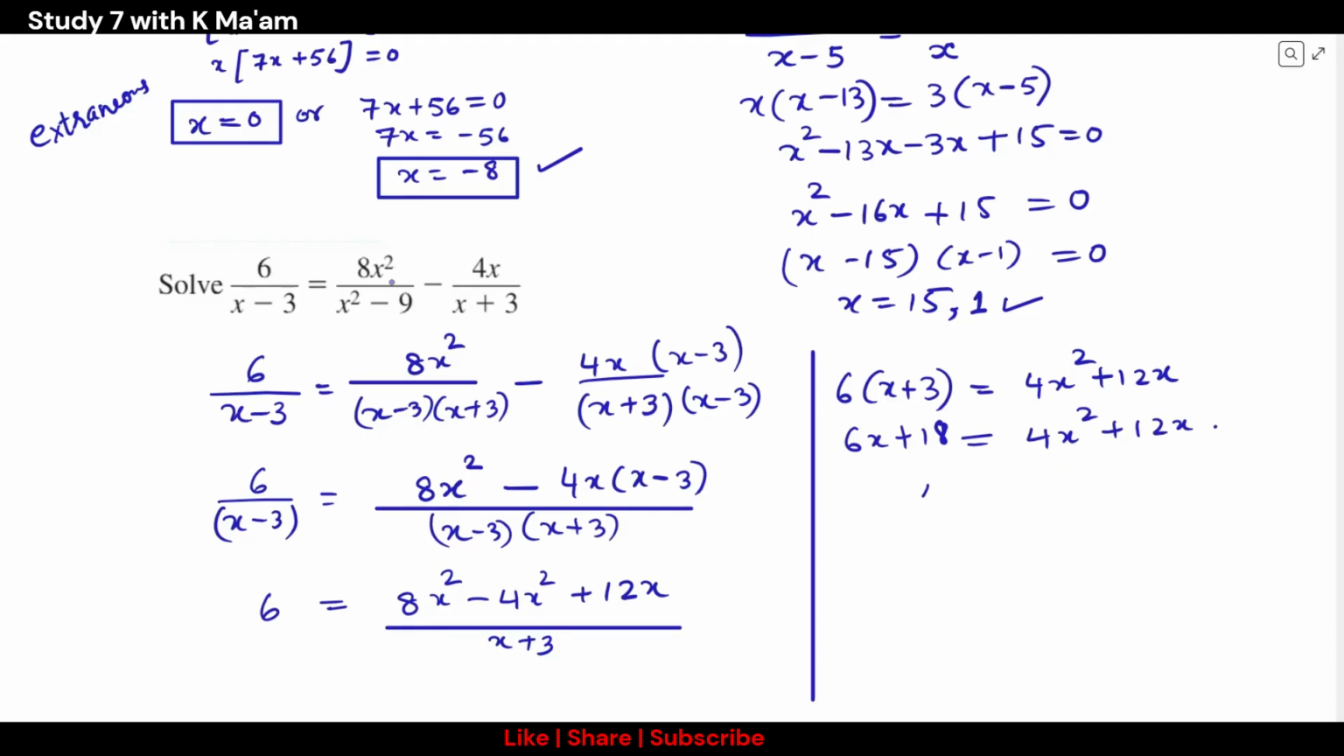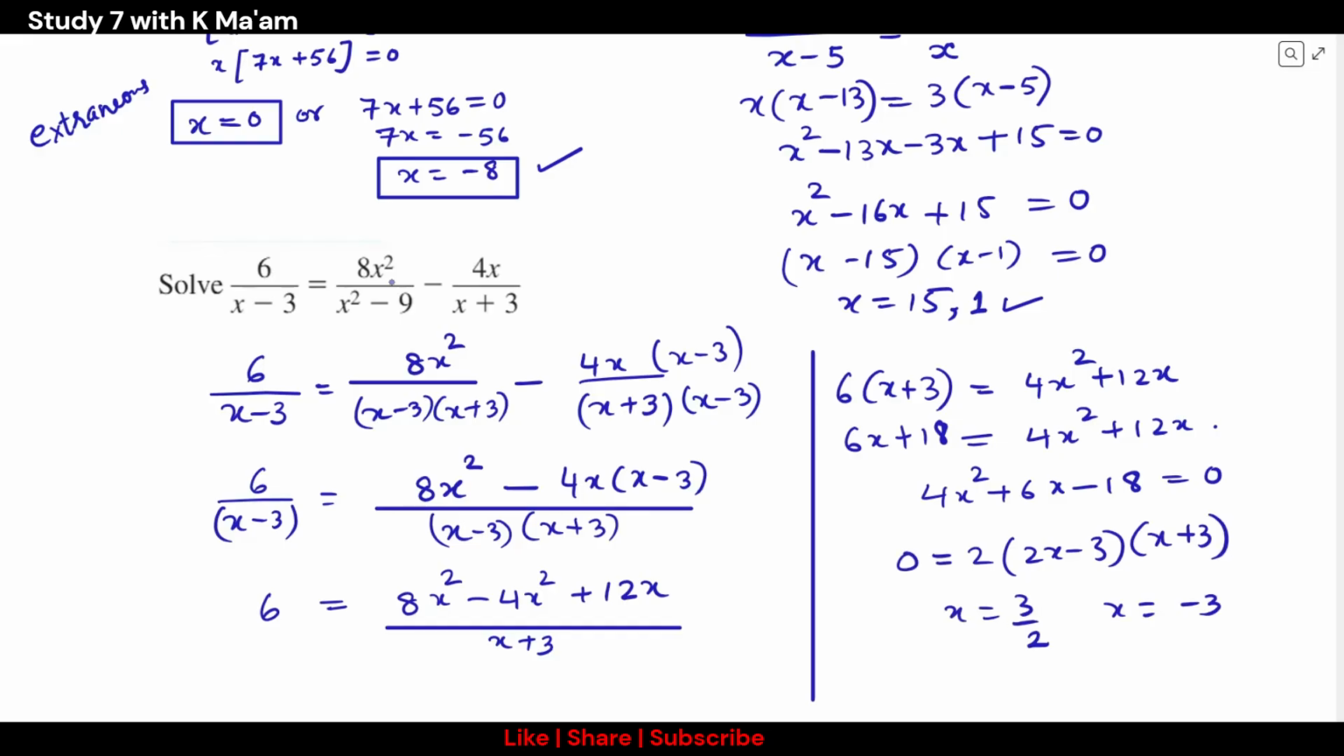If we simplify, it will be 4x cube, 6x minus 18 equals 0. On factorization, you can take 2 common, 2x minus 3 as a factor, x plus 3 as a factor here. So x equals 3 by 2 and minus 3 are the two values we are getting for x. But you can see negative 3 will not work as this term is not defined for negative 3. So negative 3 is an extraneous solution.